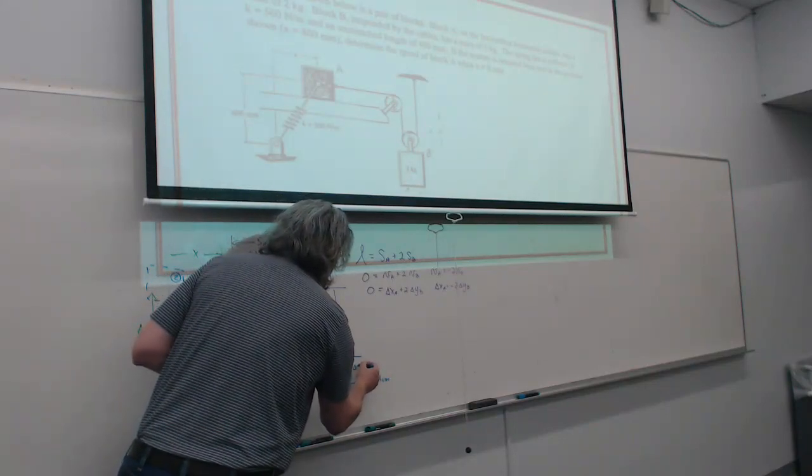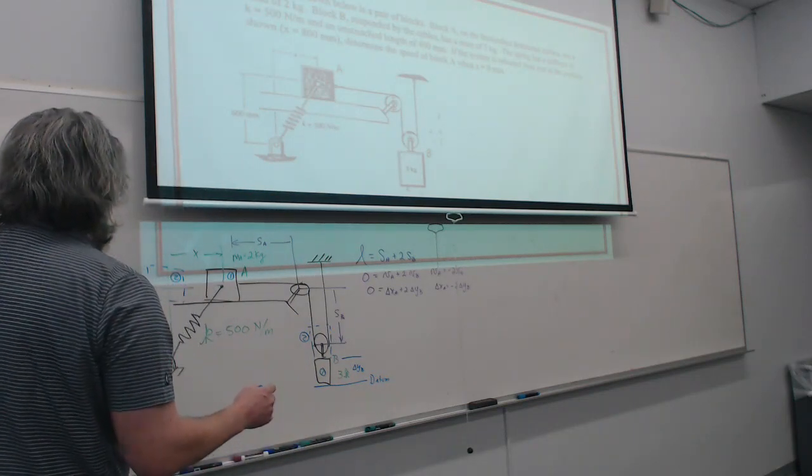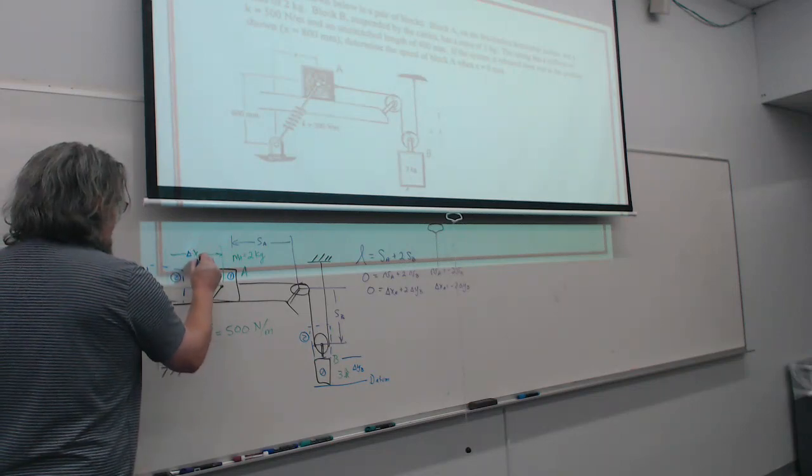So this is going to be the delta Y of B. And we could also say that this right here is really going to be the delta x of A.